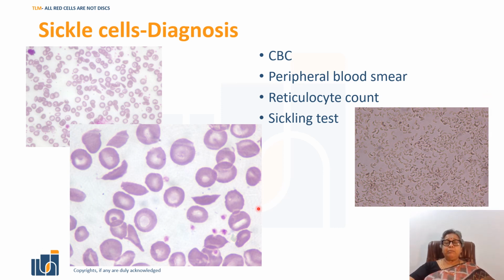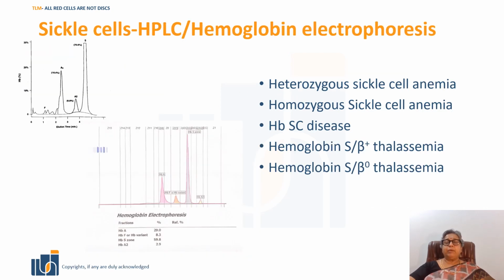So this is one method of diagnosis. But what is the gold standard? It is either hemoglobin electrophoresis or HPLC, high performance liquid chromatography.